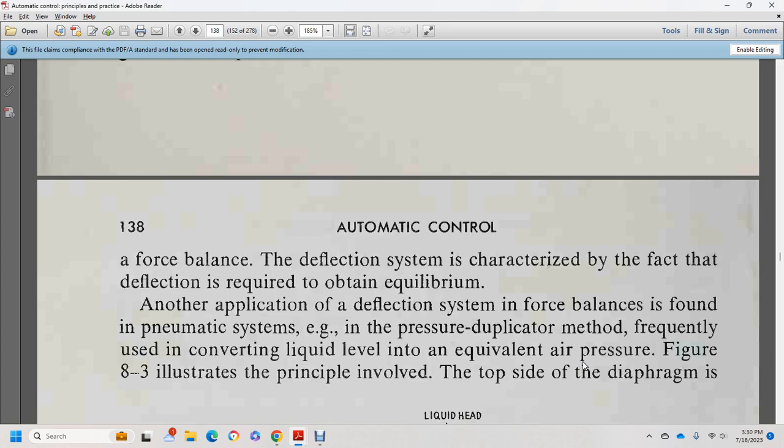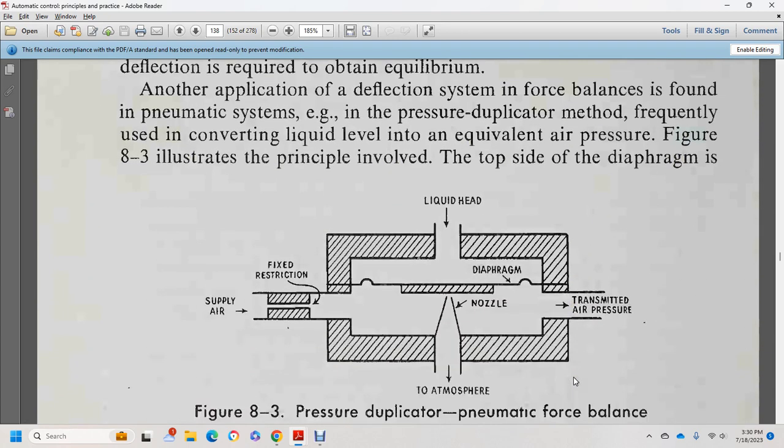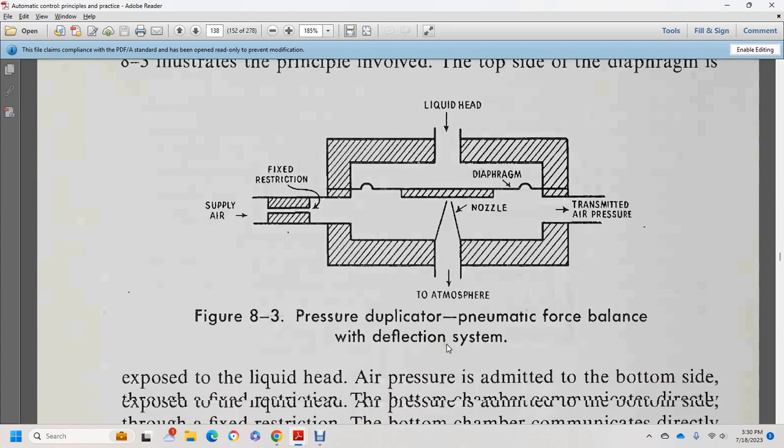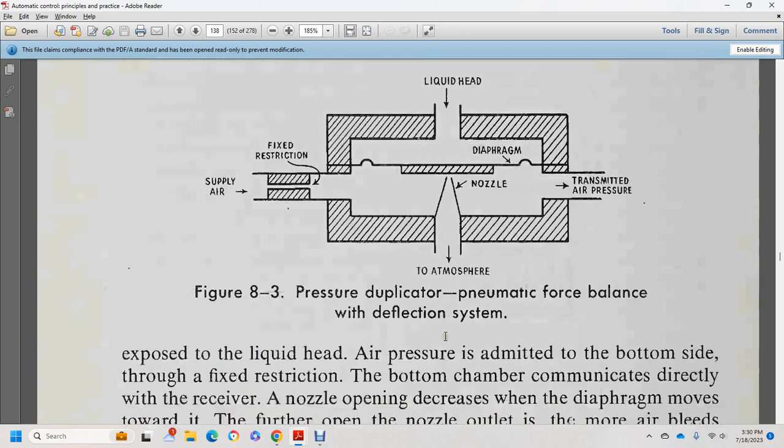Another application of the deflection system of force balance is found in the pneumatic system, in the pressure duplicator method, frequently used for converting liquid level into an equivalent air pressure. Figure 8.3 illustrates the principle involved, with the top side of the diaphragm exposed to the atmosphere, liquid head, diaphragm, nozzle, fixed restriction, and transmitted air pressure, and the other side exposed to the liquid head.